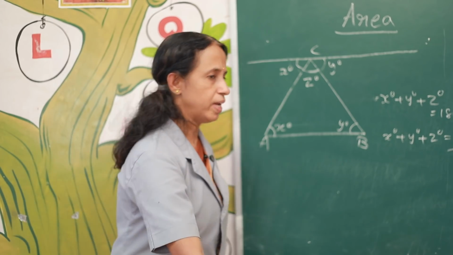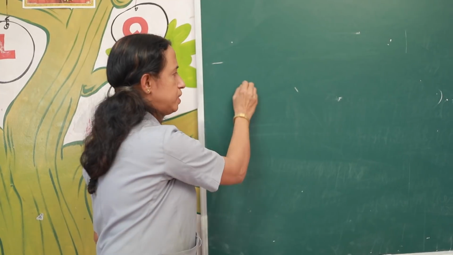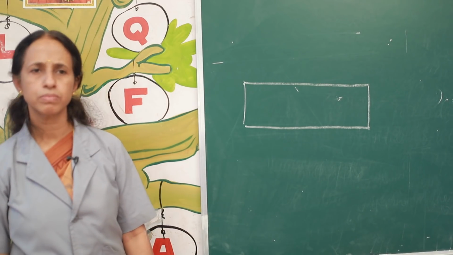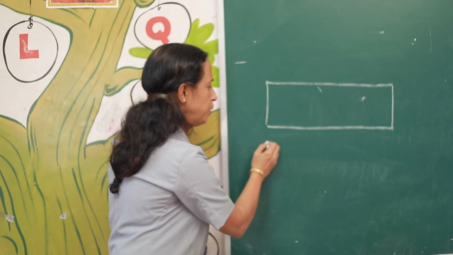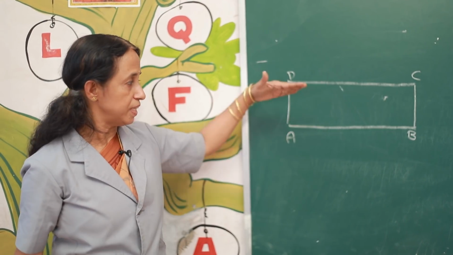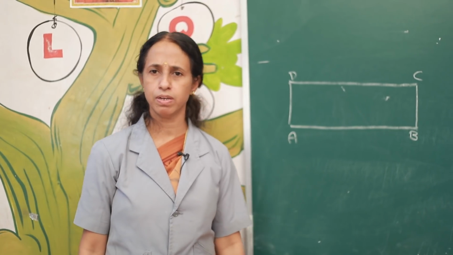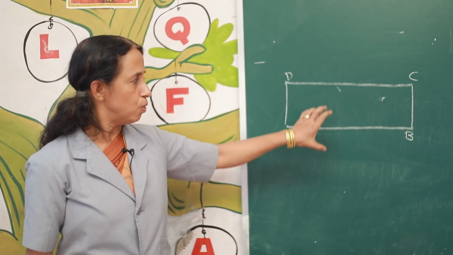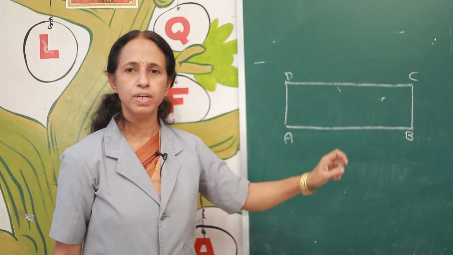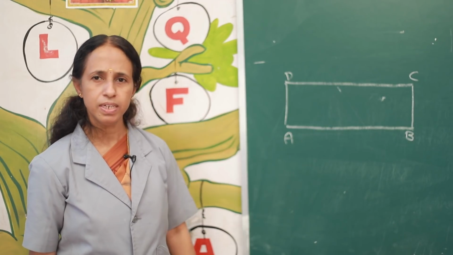Next, draw a rectangle. The name of this rectangle is ABCD. What are the special features of a rectangle? Opposite sides are equal and parallel. Each angle is equal to 60 degree.